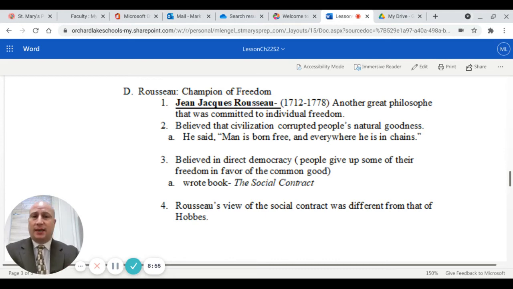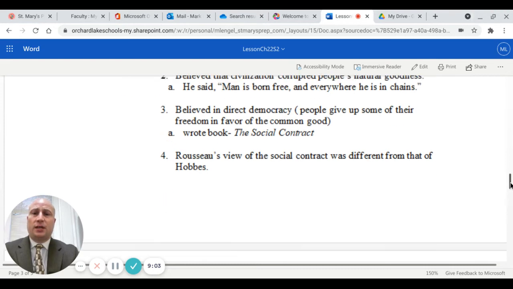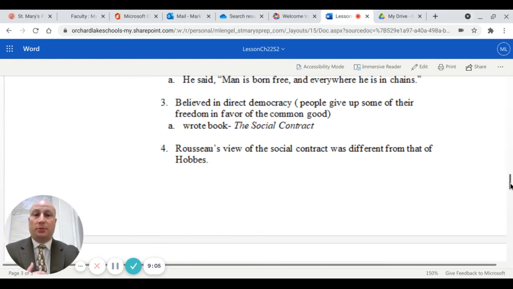So he's basically saying that it's the civilized world, it's the rules and the laws that are putting the harnesses on humans, and they should have more independent freedom. He believed in direct democracy, where people would give up some of their freedom in favor of the common good, but they would have a chance to express their views and opinions through voting.